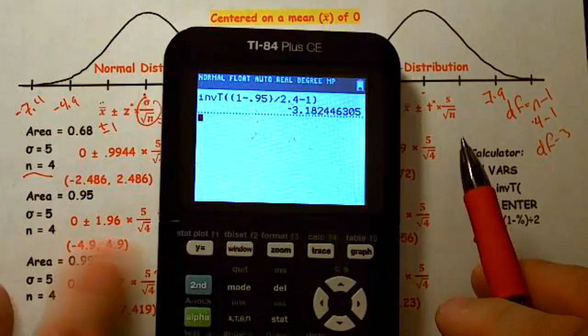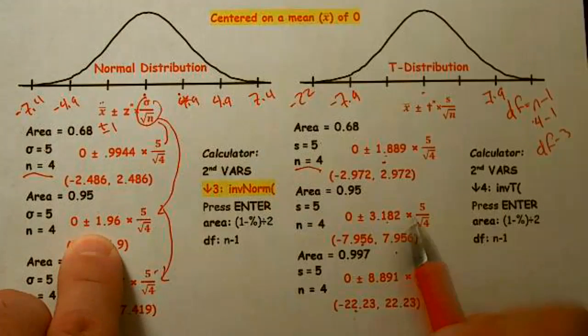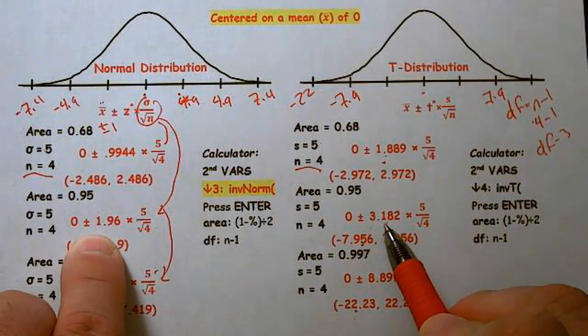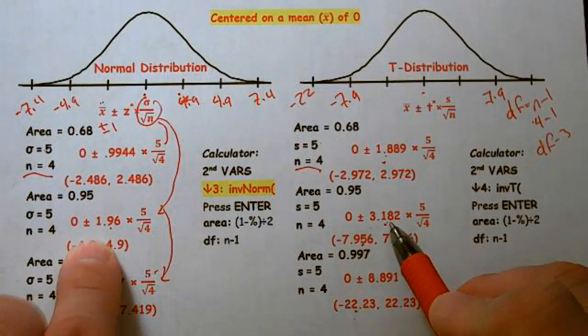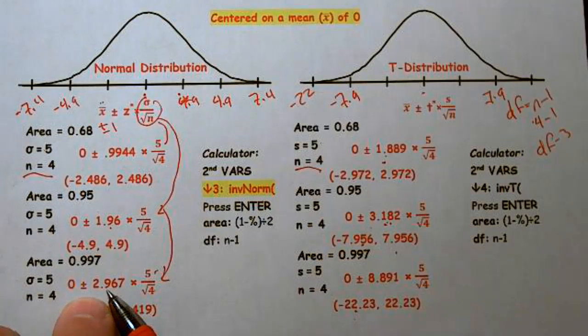All right. So obviously we see that instead of being at a little less than 2, we are a little more than 3. We went from a little less than 2 to a little more than 3. Here we went from just under 3 to almost 9. So obviously the t distribution is much wider.